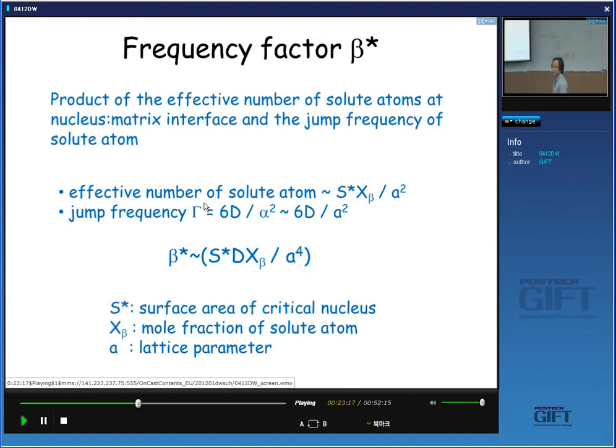So for the number of solute atoms, when you consider S star as the surface area of the critical cluster, then the number of atoms will be given by this one. Here a is the lattice parameter. This is the approximate number of atoms at the surface of the cluster. And when we multiply by the atomic fraction of solute, it will give the number of solute atoms at the surface of the cluster, right?